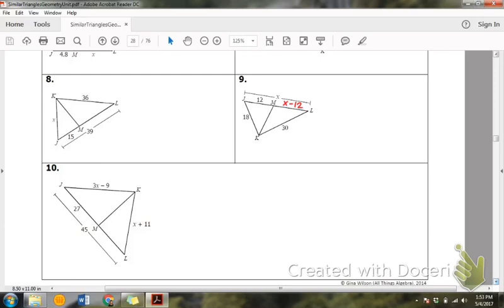So we can say 18 over 12. I started on the left side. 18 over 12 goes to what? Brian, what does it go to? What's the other fraction going to be? Good. And we would solve that.